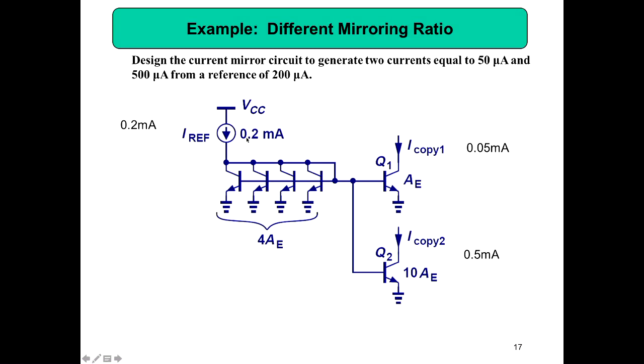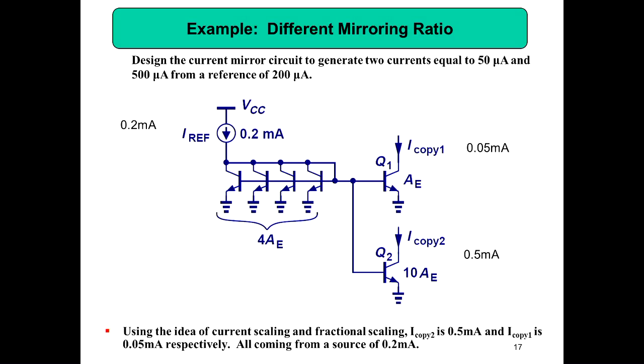and then in each one you will get divided by 4, so that you can get 0.05 milliamps. Then if you get 0.05 milliamps, in order to get 500 microamps or 0.5 milliamps, you need 10 transistors connected in parallel. So that is the reason from here we are connecting 10 transistors so that you get 0.5 milliamps. It's very straightforward. So you can scale down and you can scale up.